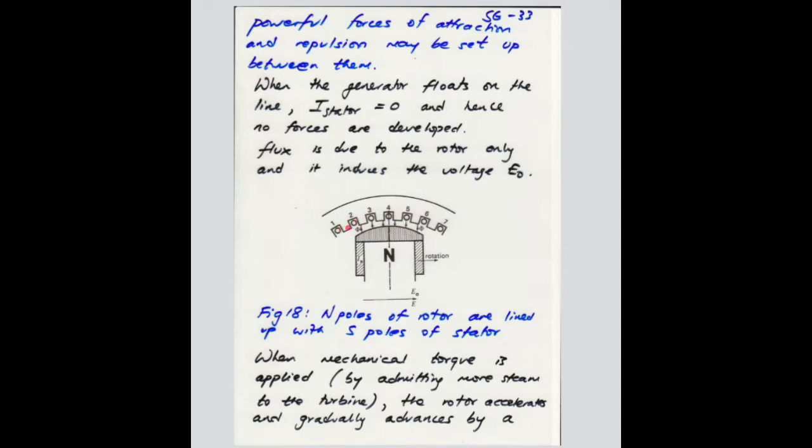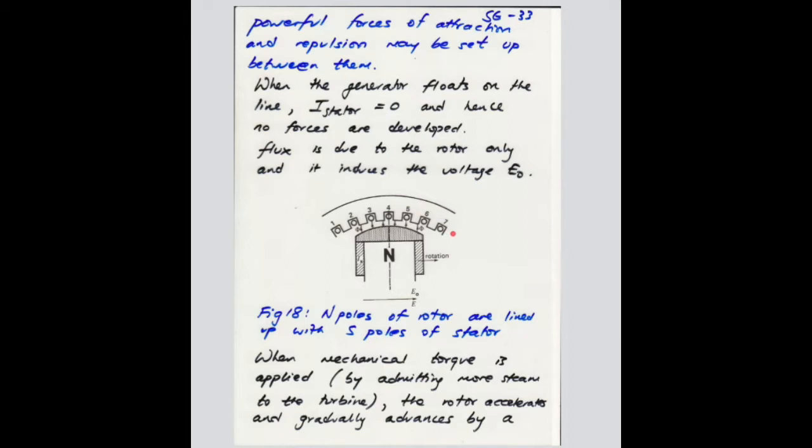As you can see, the stator conductors in the slots are now not carrying any current. So it's only the rotor that's carrying the current Ix between those two sides of your field winding, and it's producing a certain flux phi that's passing through the gap. But when the generator floats on the line, there is no current induced on the stator side.